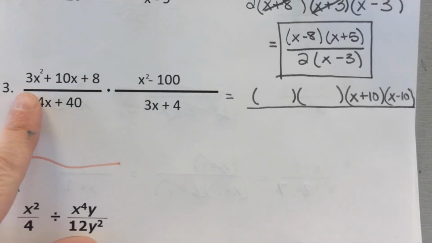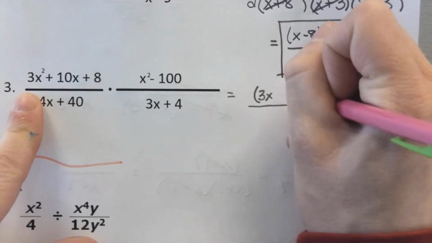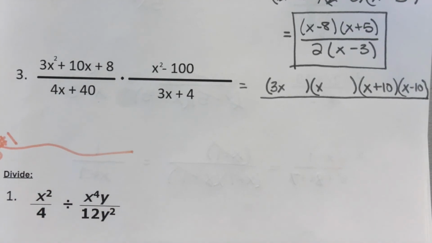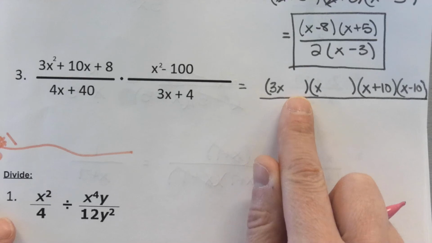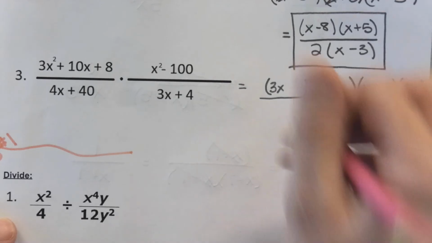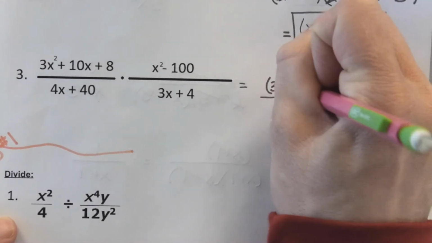Let's see. So we know we need 3x and x, right? We've got to have that to get back to 3x squared. And then we've got 8. What do you guys want to try? Do we want to try 4 and 2, or do we want to try 8 and 1? 4 and 2? Okay, where do we want the 4? So we're just trying right now. We're guessing and checking. Do you want the 4 here or here? In the second spot? Okay, so let's go 4, 2.